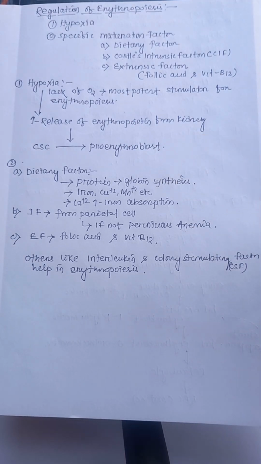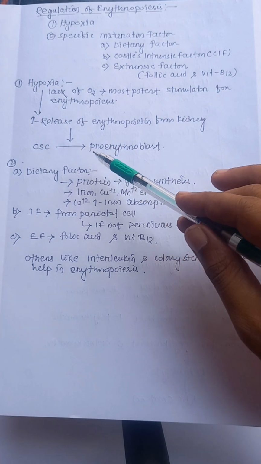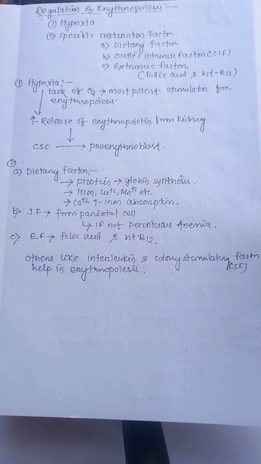Actually, what happens when there is a lack of oxygen to the tissue is the formation of hypoxia inducible factors, HIF, which is responsible for the release of erythropoietin from the kidney, and erythropoietin is one of the important stimulators for erythropoiesis. And here the committed stem cell is converted into pro-erythroblast.